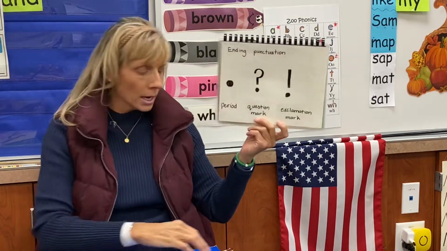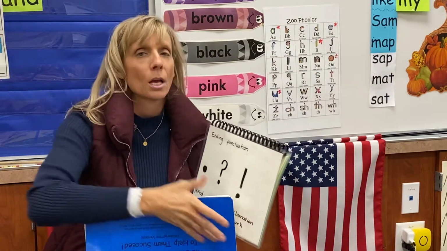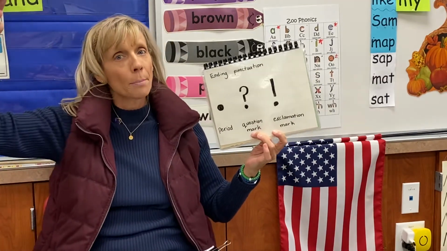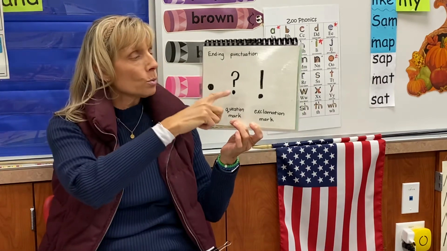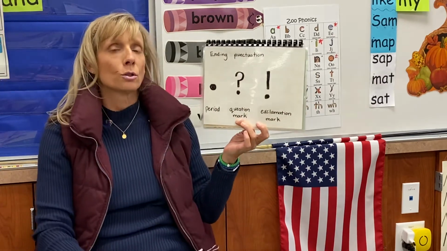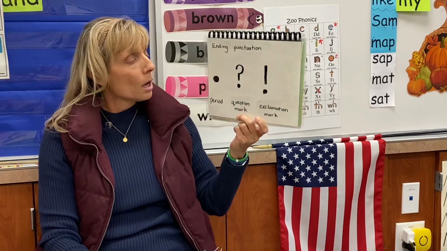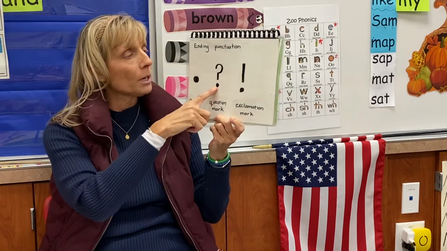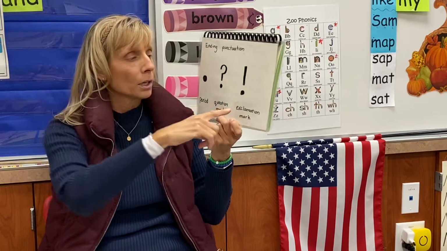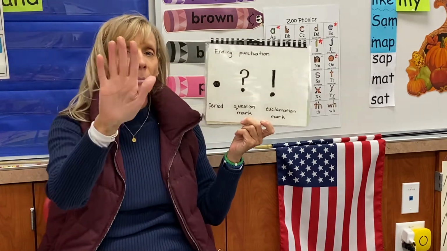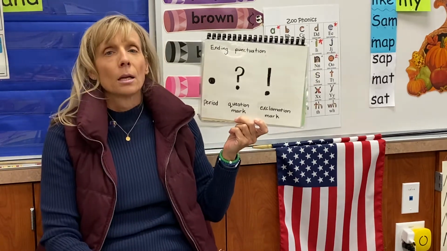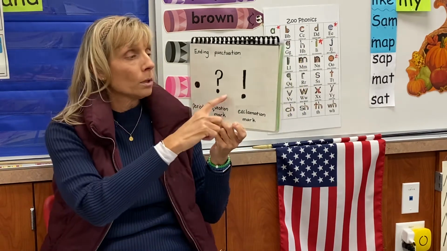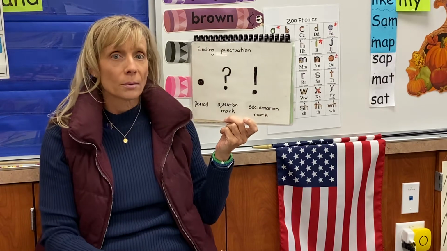Now our ending punctuation. Remember, all sentences have to start with a capital letter and end with one of these marks to be a real sentence. So friends, it could be a period. That means stop. It could be a question mark. That means stop. It could be an exclamation mark. That means stop. But depending on the meaning of the sentence, we will know which one of these to put at the end. Okay, here we go.